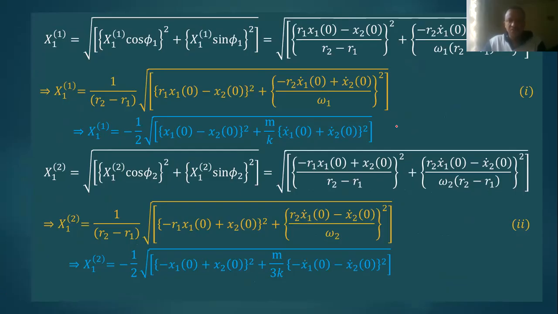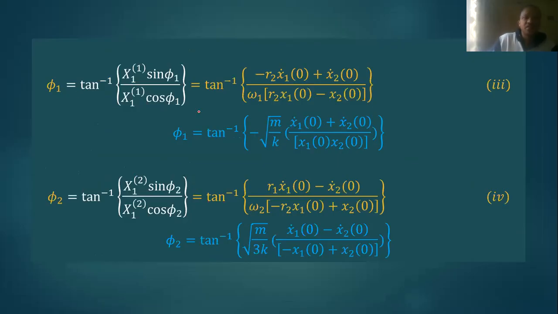Yeah, so this is x1. In the same way, x1 of 2, x1 of 1 is this, x1 of 2 is following the same procedure. We can find this equation. And pi 1 is tan inverse of this quantity. So finally, this is the pi 1 and this is pi 2. So whenever some numeric value is given, we simply substitute those numbers and we can find these 4 constants.